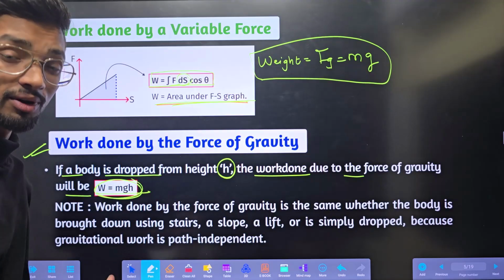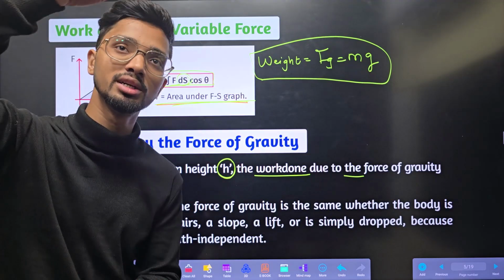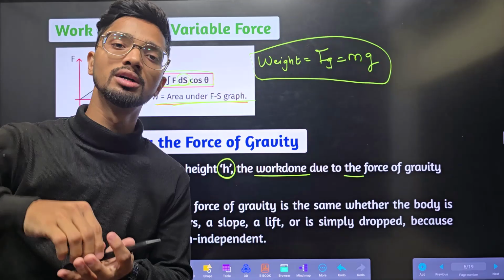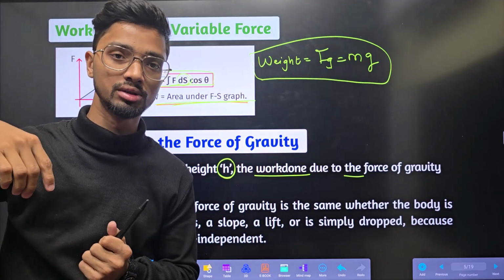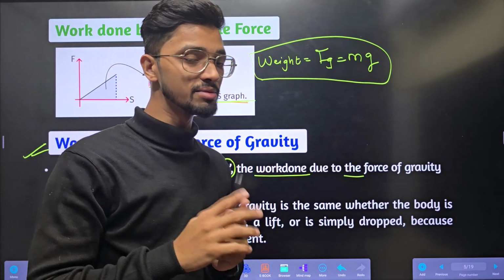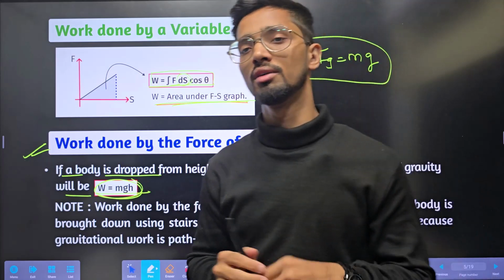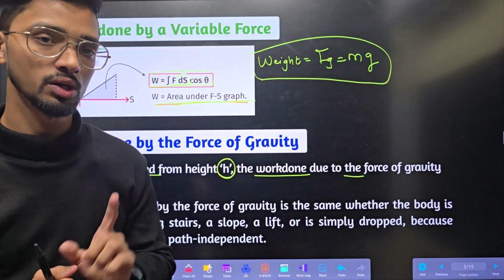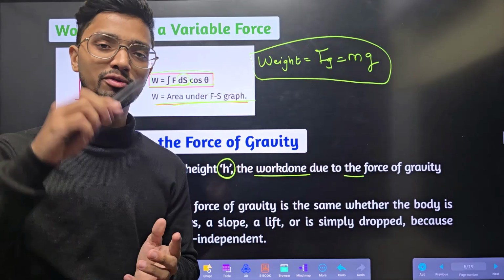Simple. Because the angle will be 0 degree, right? Because see here, the force is acting downwards. Displacement is also downwards. So the angle between force and displacement will be 0 degree. If the angle is 0 degree, cos 0 is how much? 1. So work done will be force into displacement.